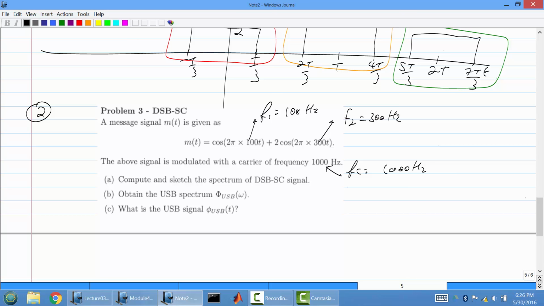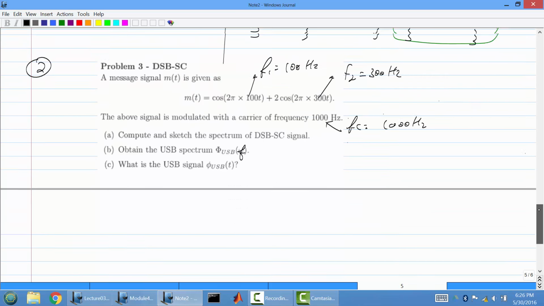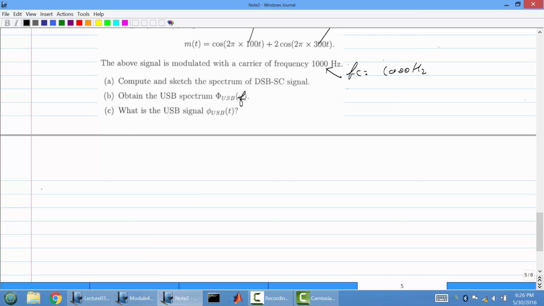All right, so what I'll do is I'm going to change this to f instead of omega. I want to do some practice here. So first, we're going to sketch the DSB-SC signal, and then we're going to figure out what the upper sideband spectrum is and what the corresponding upper sideband signal is. Okay, so just a quick refresher. This is from last week, okay?